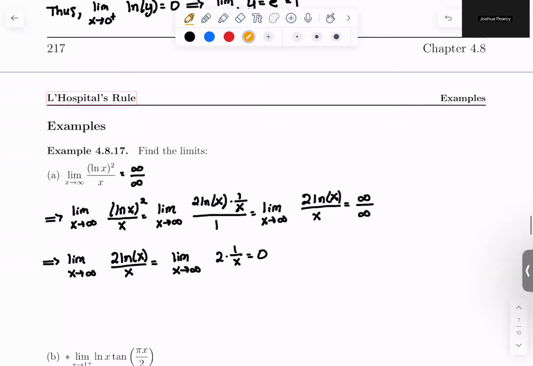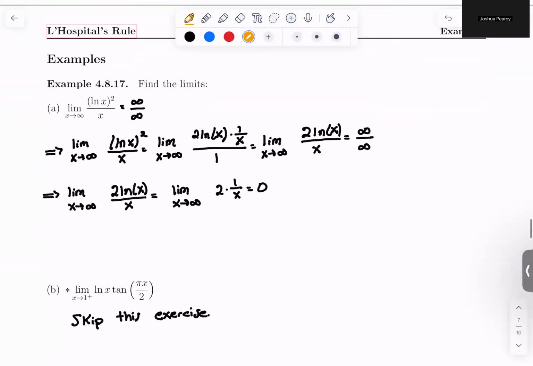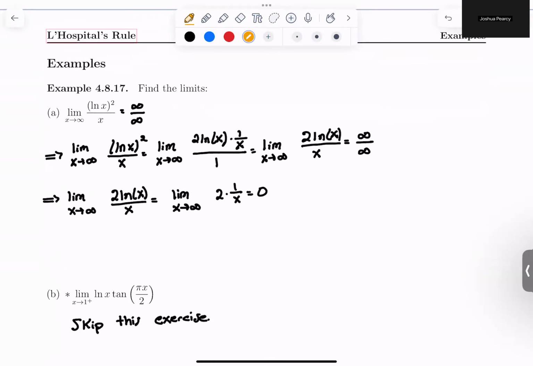So now these next couple ones here, it just says find the limits. It doesn't specify the types. So let's look at part A. It says the limit as x goes to infinity of ln of x squared over x. So the limit of ln of x squared as x goes to infinity is infinity. The limit as x goes to infinity of x is infinity. So I have a type infinity over infinity.